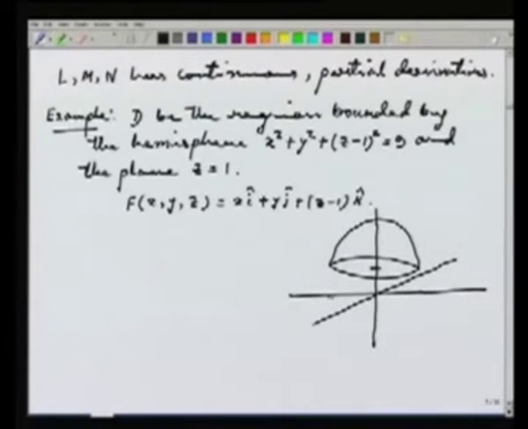Okay, this is the projection of that region here. So my region is this hemisphere and this surface z equals 1. This is the plane z equals 1, which is intersecting the hemisphere. This height anyway we know is 4 because the radius of the sphere is 3, and this is z equals 1. Okay, and this is the plane z equals 1, that is what I mean.